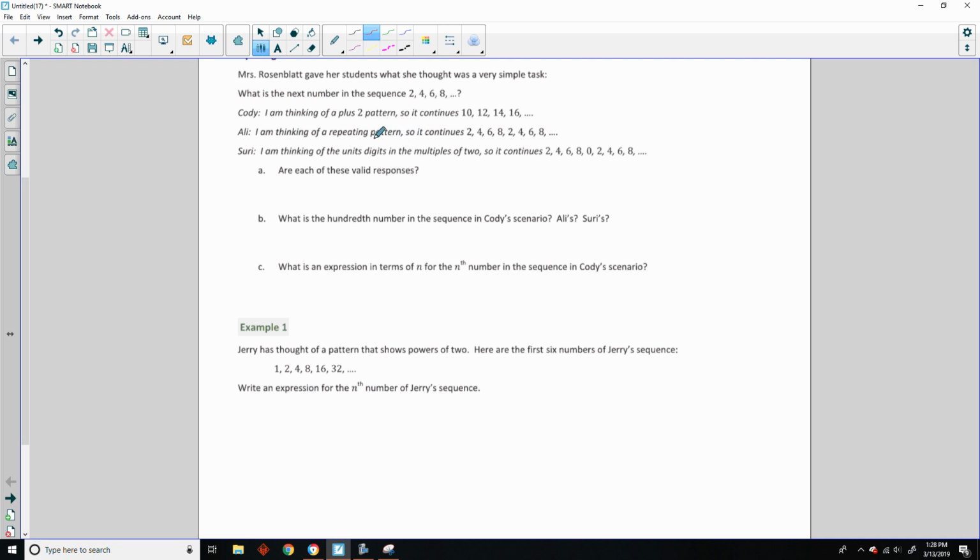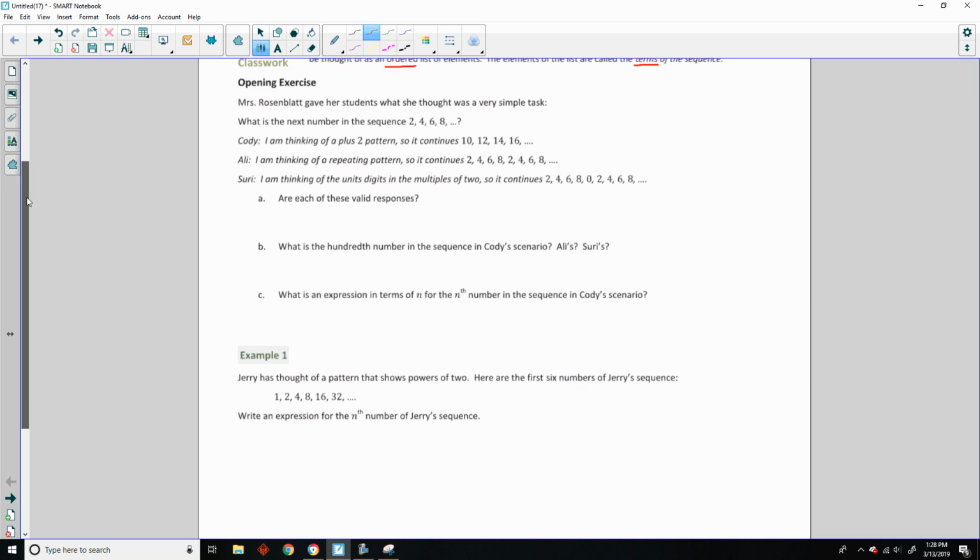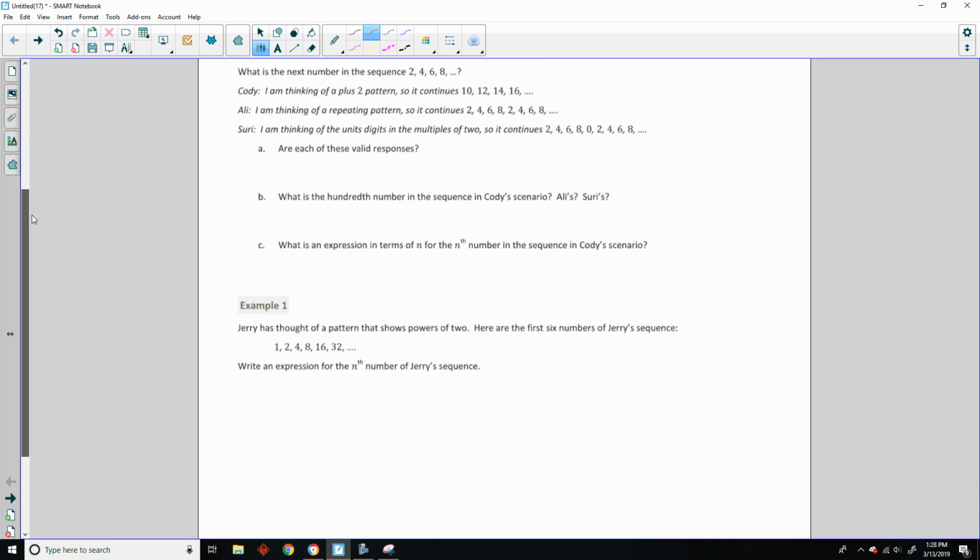So she asked the class, what is the next number in this sequence? In other words, what's the fifth element in the sequence? We have 2, 4, 6, 8. What do you think is the next term?